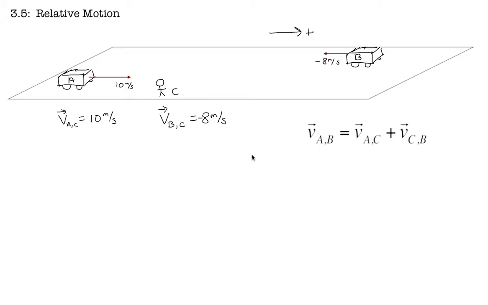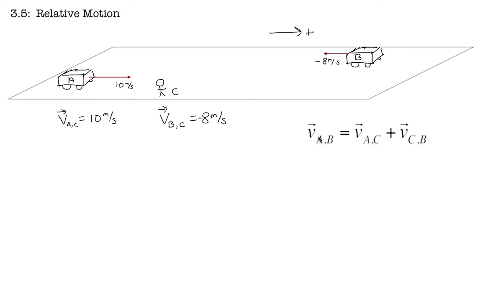Hello. What we have here is a short lesson on relative motion, and what I have set up here is a situation with two cars that are moving towards each other, and there's car A, which is moving at 10 meters per second to the right, and car B, which is moving at 8 meters per second to the left.